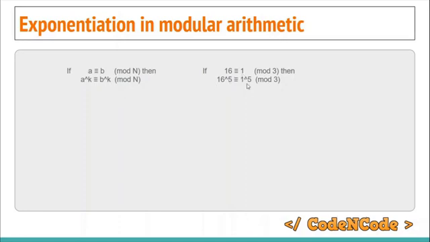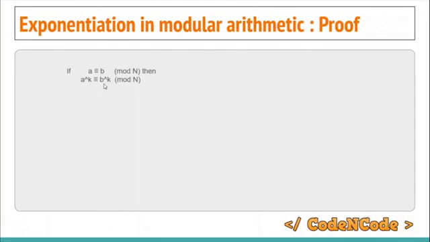So you can replace 16 with 1, and instead of calculating 16 raised to power 5 modulo 3, you can calculate 1 raised to power 5 modulo 3. And you know 1 raised to power 5 is 1, so 1 modulo 3 would be 1. So 16 raised to power 5 modulo 3 would be 1. So this is how useful this formula is. If a and b are congruent to each other, then a raised to power k modulo n is the same as b raised to power k modulo n.